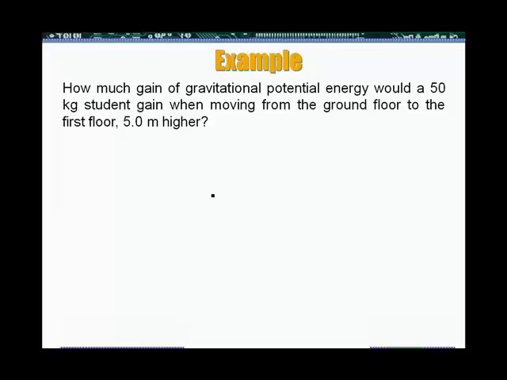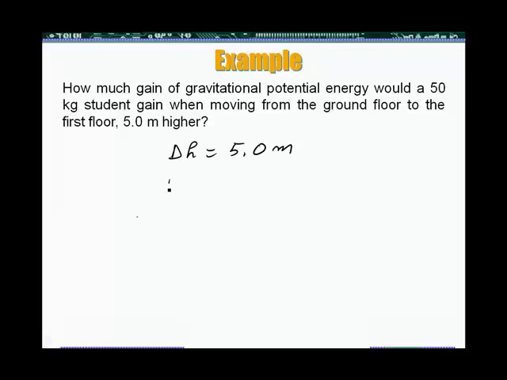Okay, now let's take another example. How much gain of gravitational potential energy would a 50 kilogram student gain when moving from the ground floor to the first floor, 5 meters higher? What's interesting in dealing with gravitational potential energy, you worry about the initial point and the final point. You don't worry about the path taken. And when you worry about the initial point and the final point, you worry only about the change in height. You don't worry about horizontal displacement. Now, in this case, we have a change in height of 5 meters.